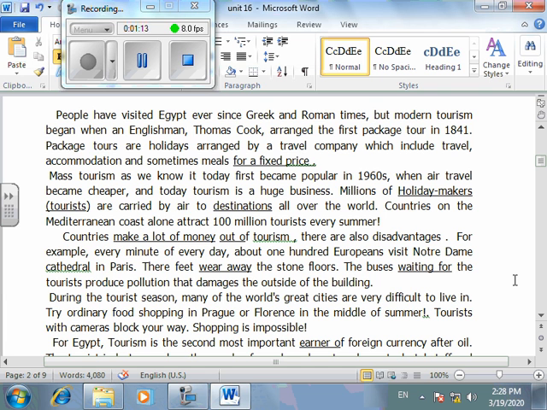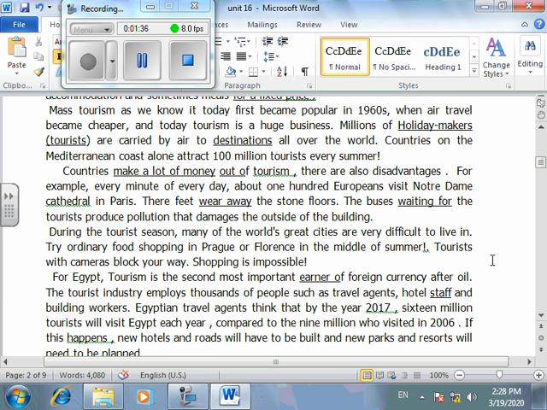Countries on the Mediterranean coast alone attract 100 million tourists every summer. Countries make a lot of money out of tourism. There are also disadvantages. For example, every minute of every day, about 100 Europeans visit Notre Dame Cathedral in Paris. Their feet wear away the stone floors. The buses waiting for the tourists produce pollution that damages the outside of the building.